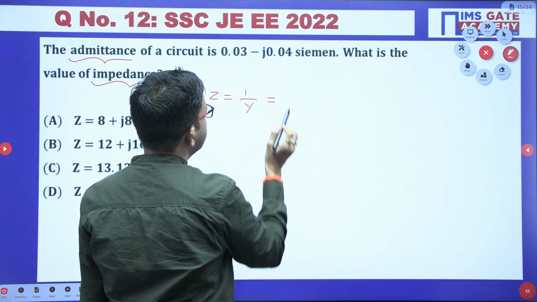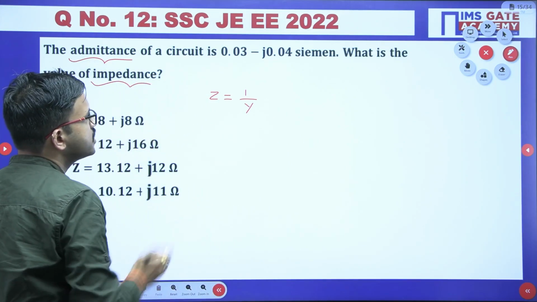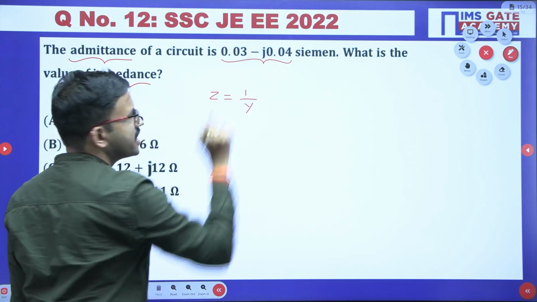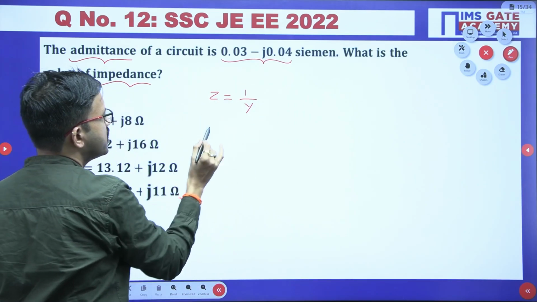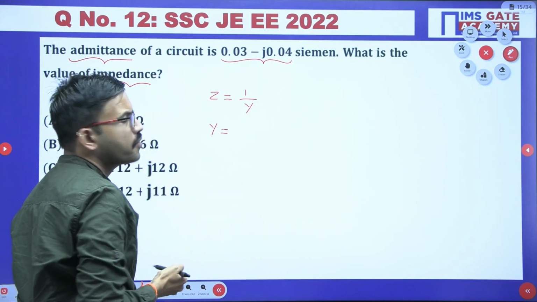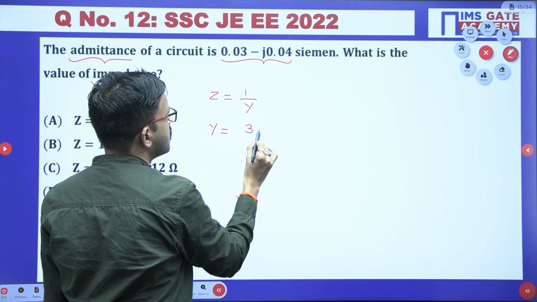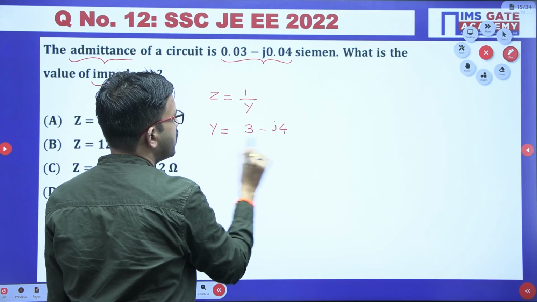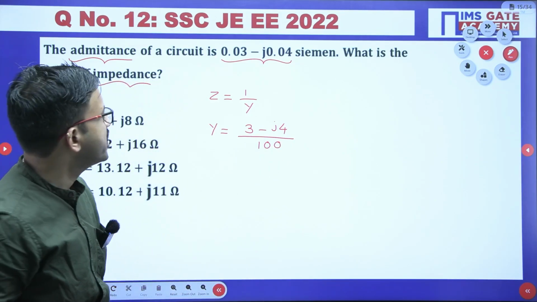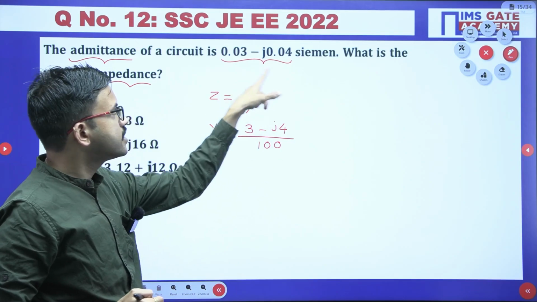Before doing the calculation, just by observing the given data, the Y value they have given is 0.03 minus j0.04. For easy understanding, I am modifying it like this: 3 minus j4 divided by 100. Can we write like this or not? Yes, we can easily write. 3 by 100 is nothing but 0.03 and 4 by 100 is nothing but 0.04.